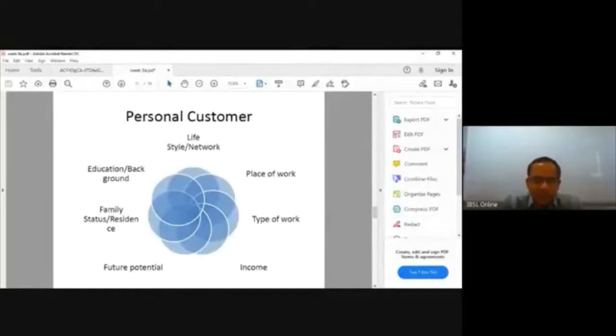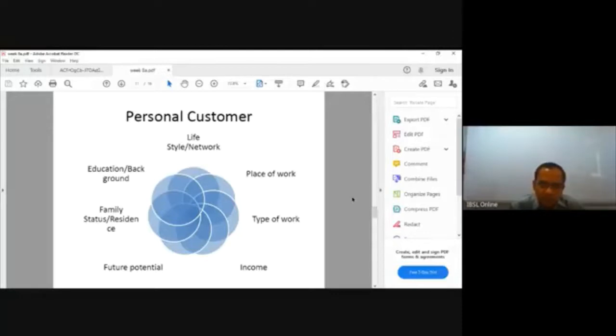So let's look at the issues when you are looking at a proposal from a personal customer. What are the things you will encounter? Say you are working at a Colombo suburban branch and you are looking at a customer.